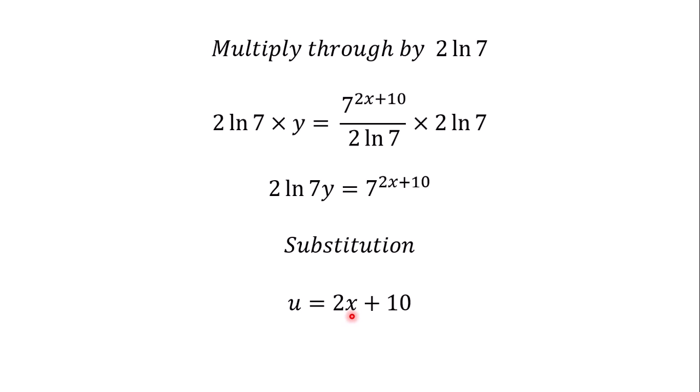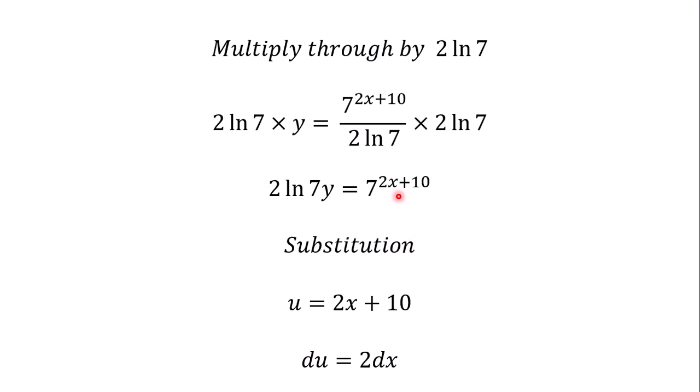Any number at all raised to the power 0 is what? 1. So when you differentiate this, you are going to get du is equal to 2 dx. Okay, we will not find dx here. We are going to leave it as it is, because when we replace this with u and then differentiate, we will get du here, which we can replace with 2 dx. So we are going to leave this one as it is.